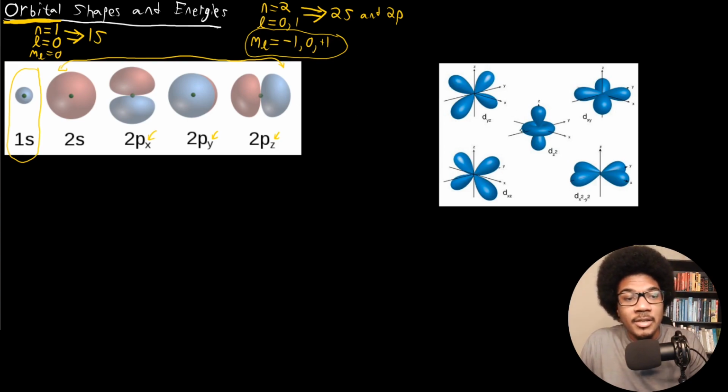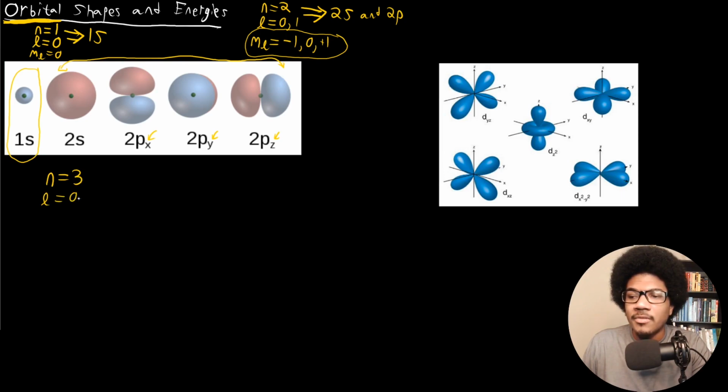I also put d orbitals here. You'll note that you won't get to d orbitals until you get to the third principal shell. Let's look at that. So for the third shell, if n is equal to 3, then the possible values for L that we can have are 0, 1, and 2. So that means that in the third shell, you'll have 3s, 3p, and 3d subshells.